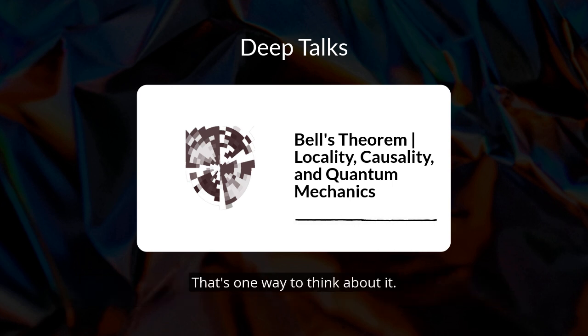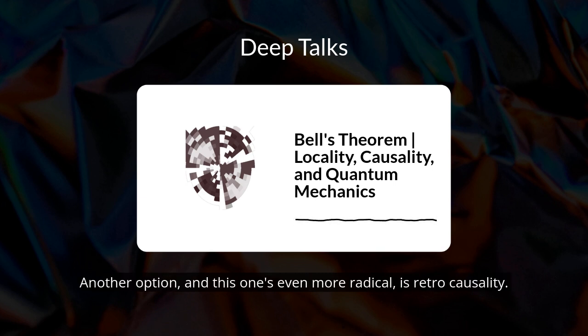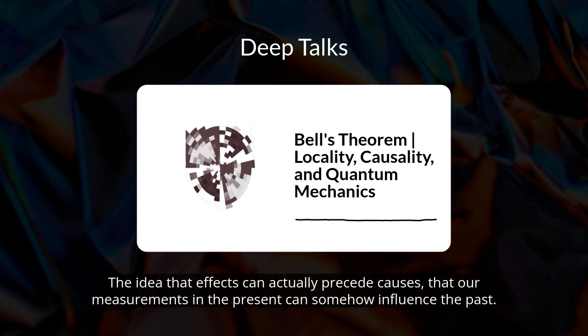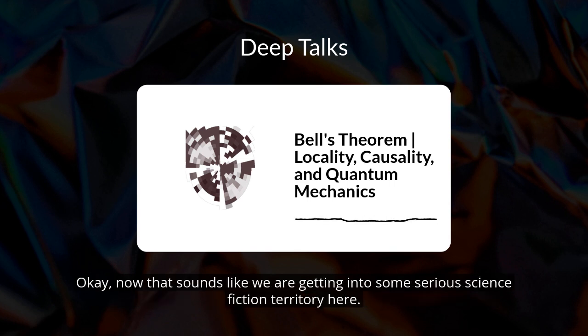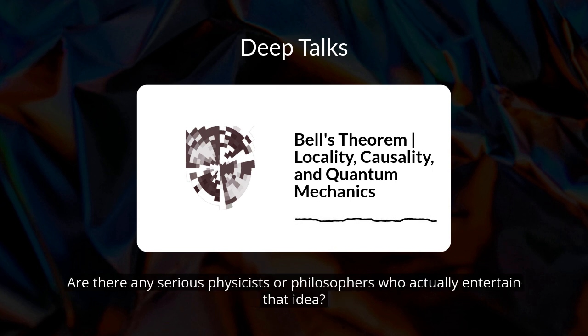Exactly. That's one way to think about it. Another option, and this one's even more radical, is retrocausality. The idea that effects can actually precede causes, that our measurements in the present can somehow influence the past. Okay, now that sounds like we are getting into some serious science fiction territory here. Are there any serious physicists or philosophers who actually entertain that idea?